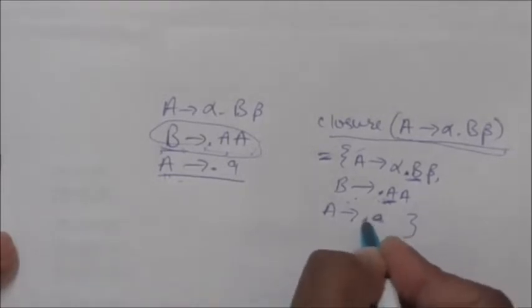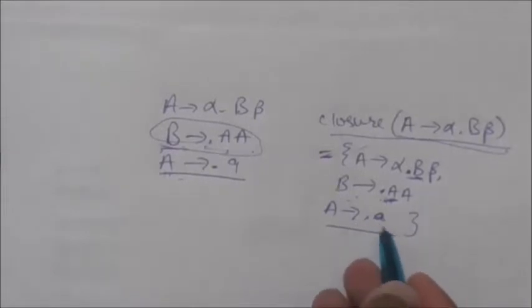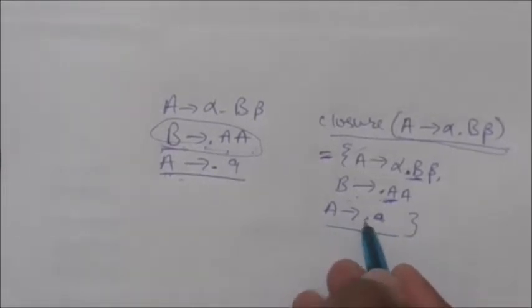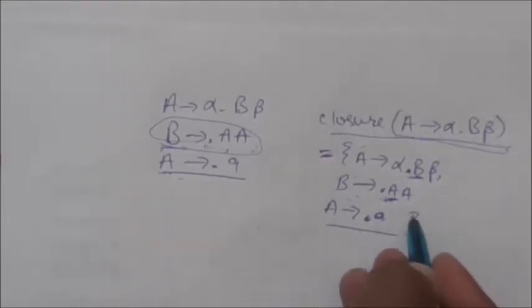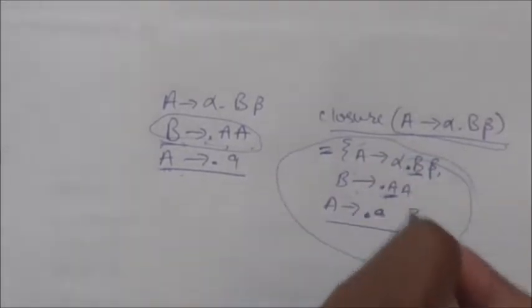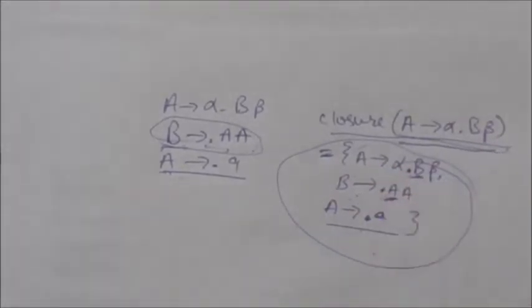When this new item is added, again we will check the position of dot. Here you can see that the dot is not preceding any non-terminal symbol, so no new items can be added now. So this set of LR0 items is the closure of this LR0 item.